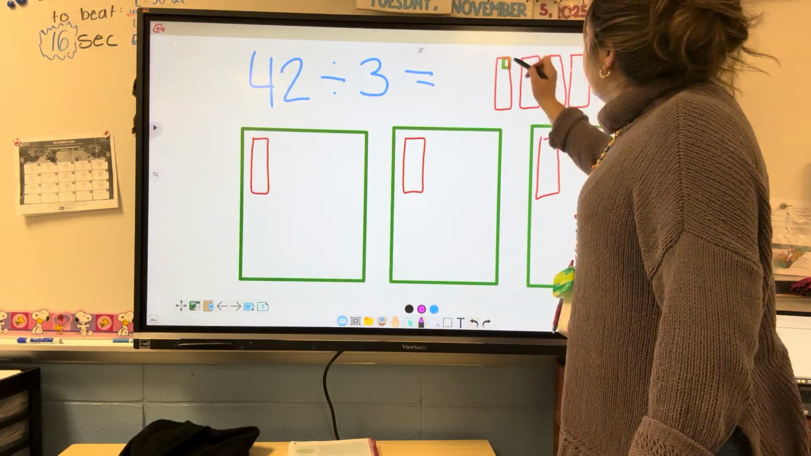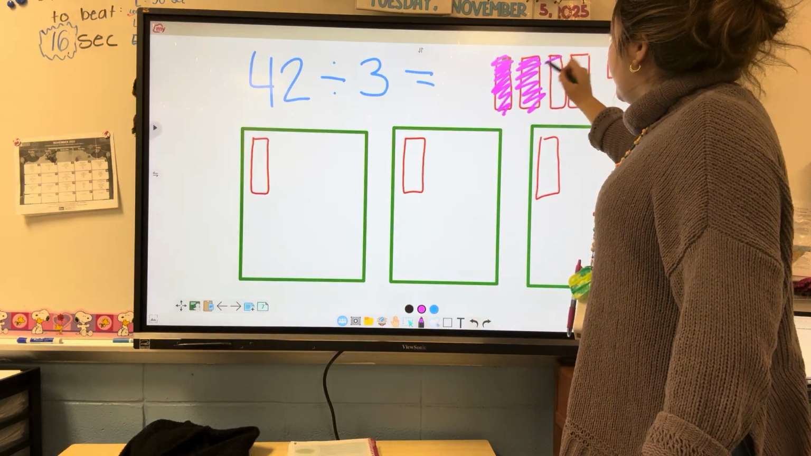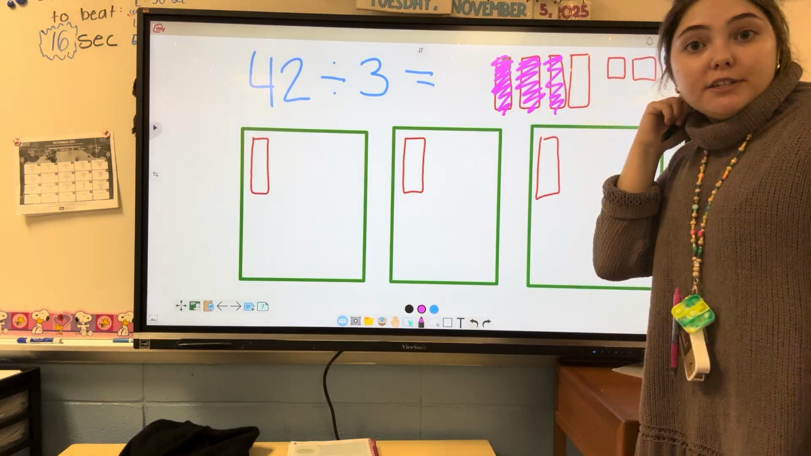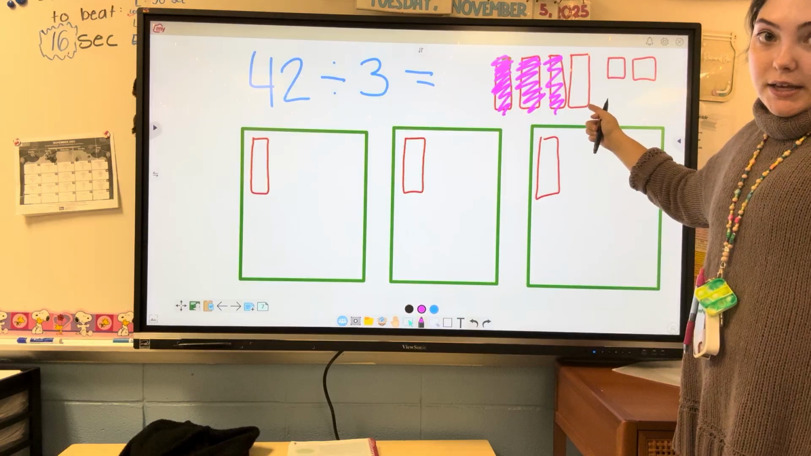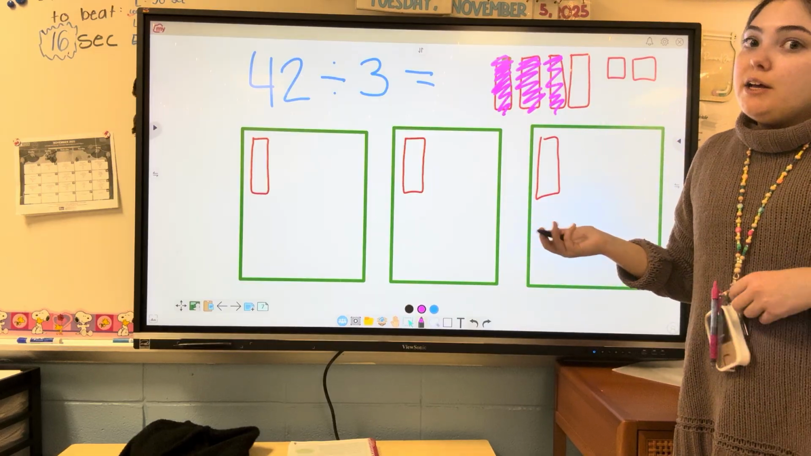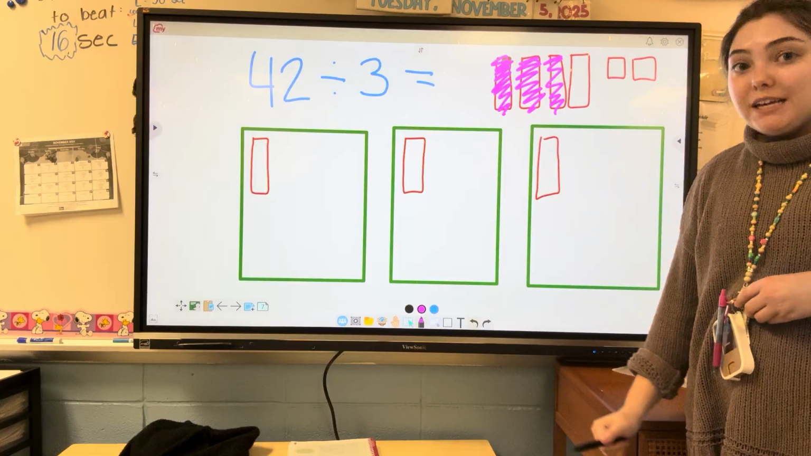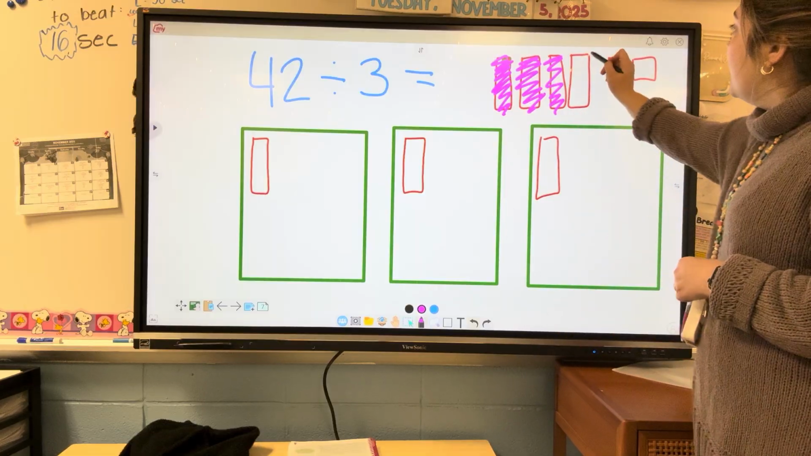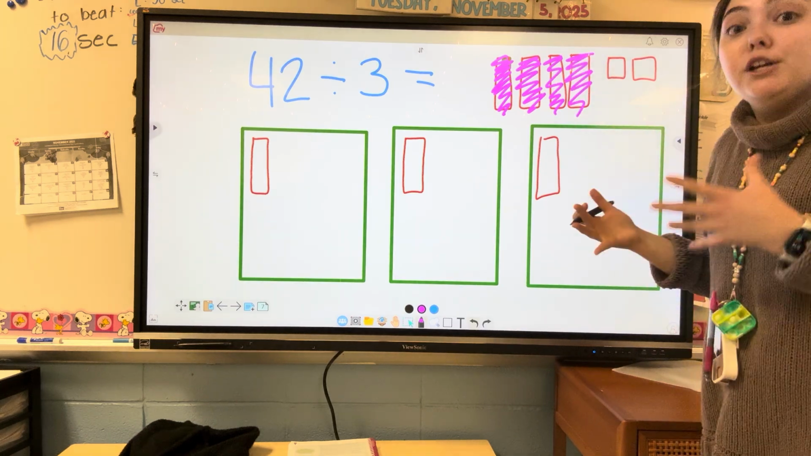Now, since I've already used this, I make sure that they cross it out, so they know it's gone. I've already used it, so there's nothing there for me anymore. Now, this is where it gets a little bit tricky. I only have a 10, and I have 2 ones. So right now I have nothing that I can put in here yet. So I've got to take this rod away, and I've got to cash it in for 10 cubes. So I'm going to cover this up, and I'm going to cash it in for my 1s now.